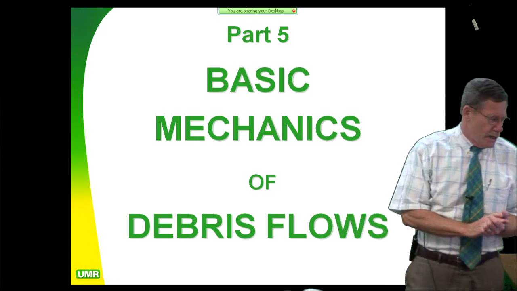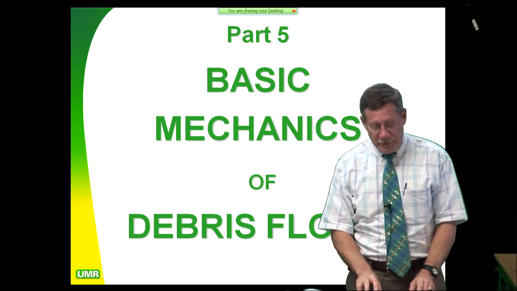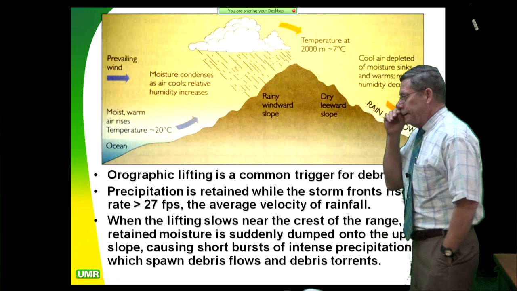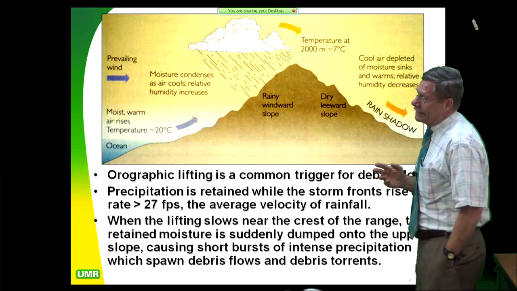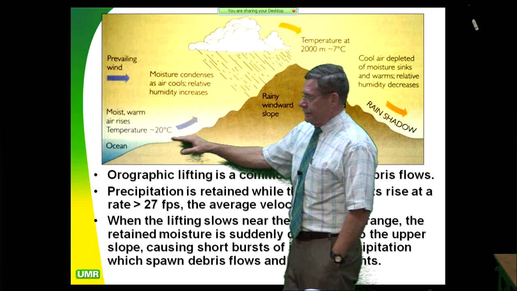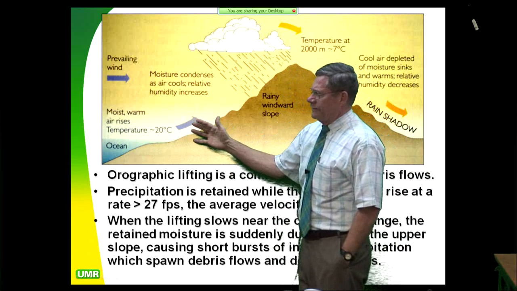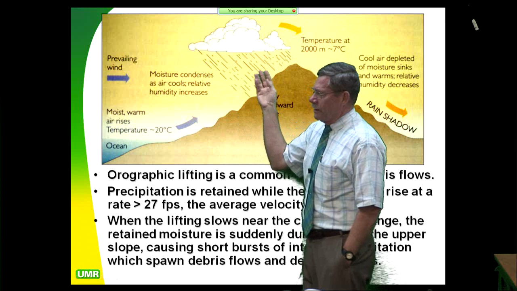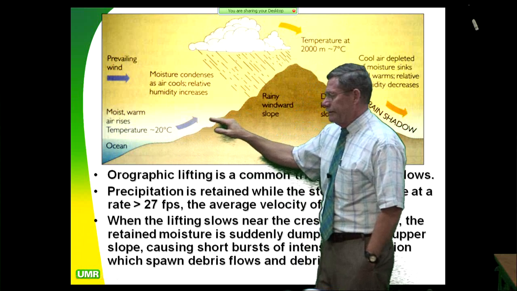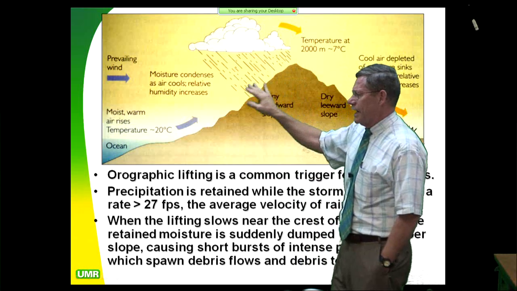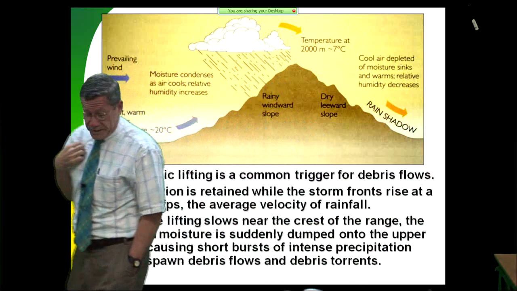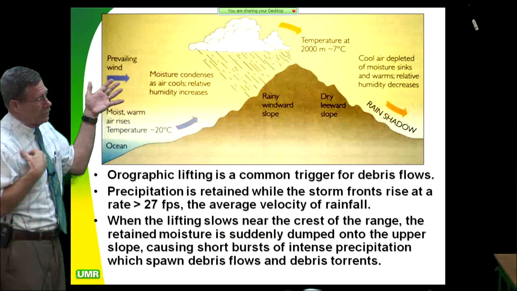Back on. Basic mechanics of debris flows. Debris flows are particularly vexing because the people that get killed by them down here often don't even feel the rainfall that causes the debris flow. So they're operating under the assumption that everything's fine. It may be raining at some higher elevation, but they don't get too concerned about it. And so what happens here is this orographic lifting.